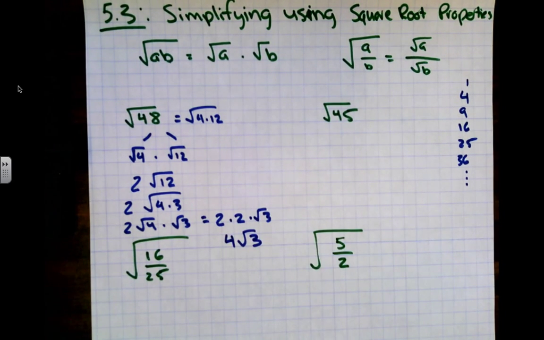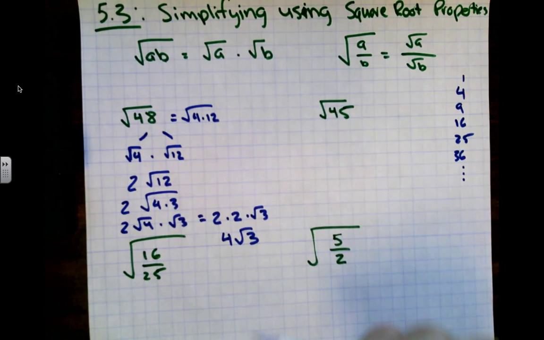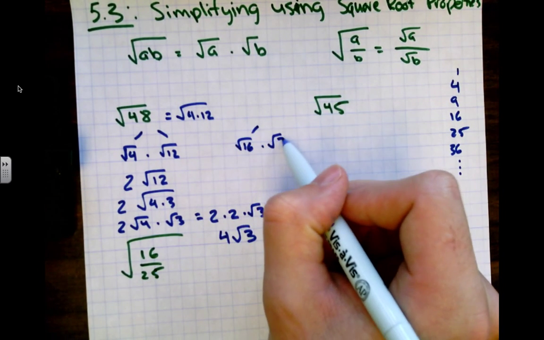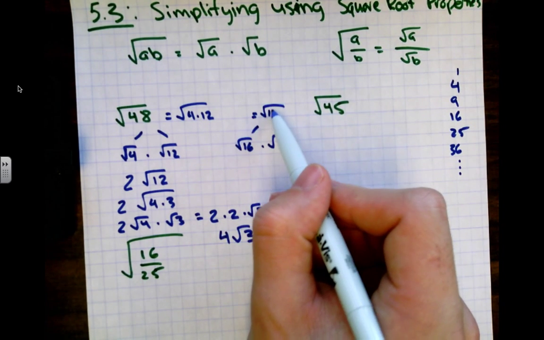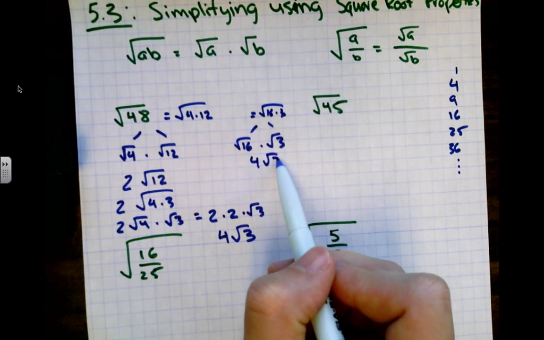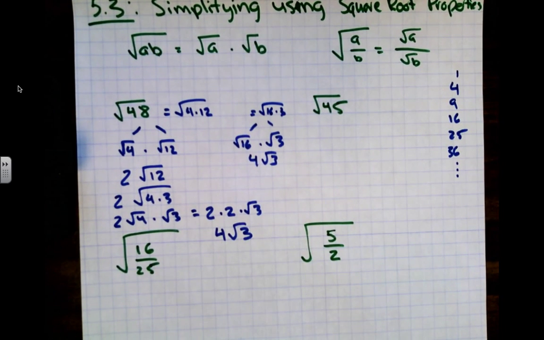Now what I could have also seen for that 48 is that if I continue to go down, 16 is also a factor of 48. So I really could have broken this down into the square root of 16 times the square root of 3, because 16 times 3 equals 48. And then from there, I get the same exact answer, 4 times the square root of 3, no matter how I go about doing that.